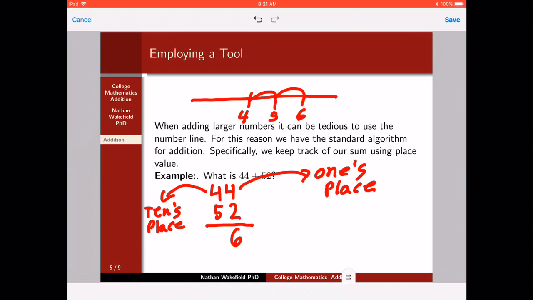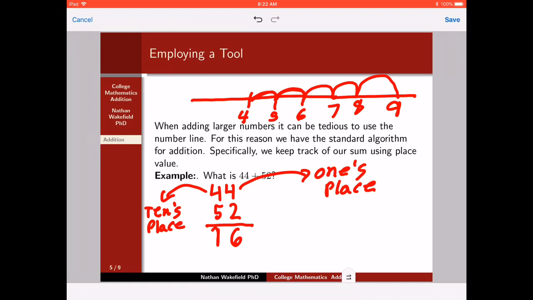4 plus 5. So if I start at the number 4, I move over 1, 2, 3, 4, 5. So 4 plus 5 is 9. Okay, we're going to stop using the number line here at this point. You understand the basic idea of it, but we don't need to be using it all the time.